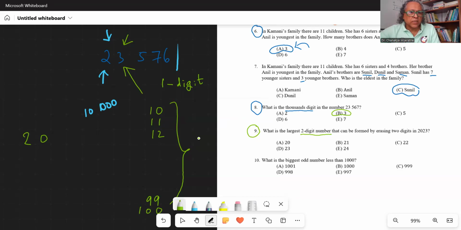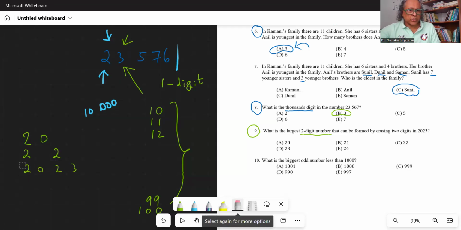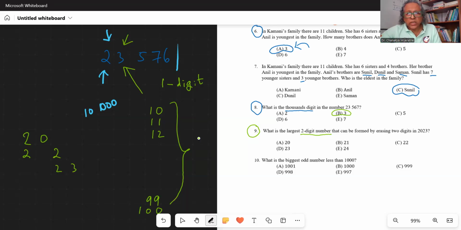And then you can erase this 0 and 3, you get 22. You can erase this 2 and 0, you get 23. So what do you think? What is the largest number you can get by erasing 2 digits?